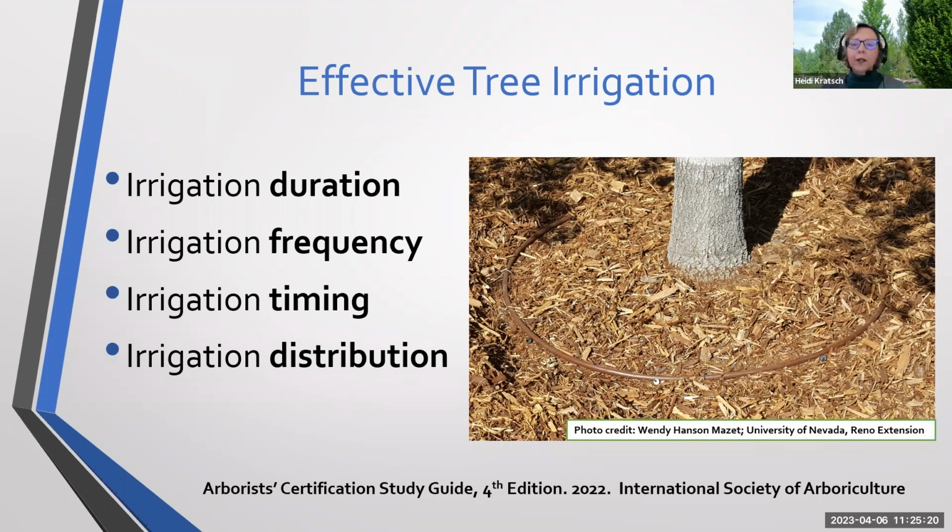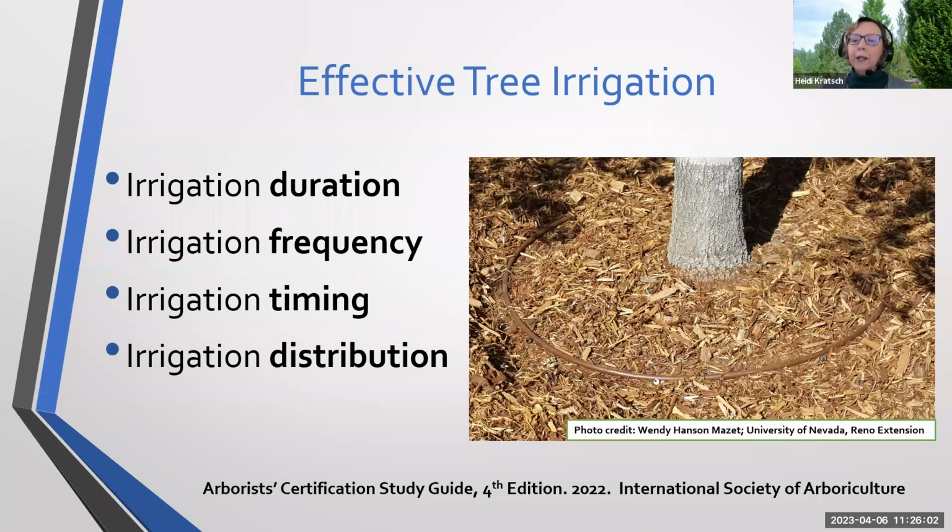So let's talk about tree irrigation, including the four aspects of irrigation scheduling: irrigation duration, frequency, timing, and distribution. Irrigation duration refers to how long you run your irrigation system. The longer you run it, the deeper the water penetrates into the soil. Irrigation frequency refers to how often you irrigate, and how often you irrigate is determined by air temperatures and soil moisture levels. Usually, warmer air temperatures indicate the need to water more frequently.